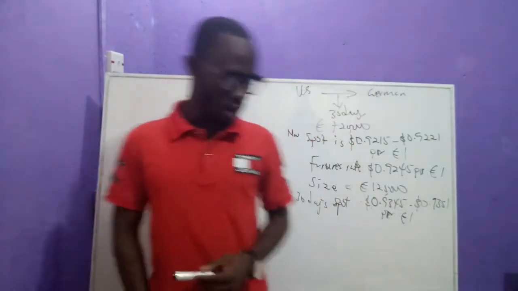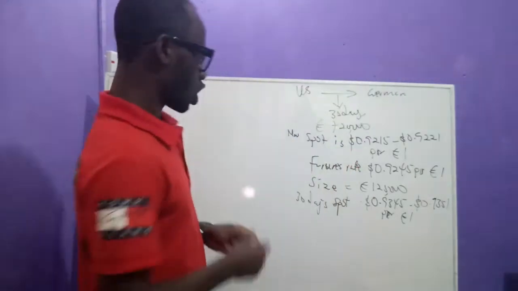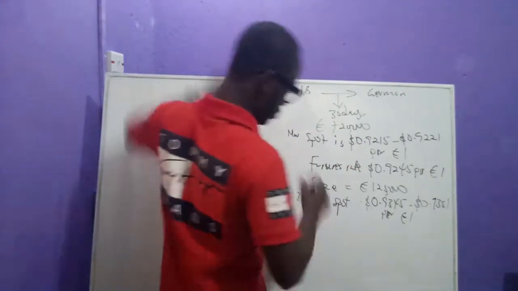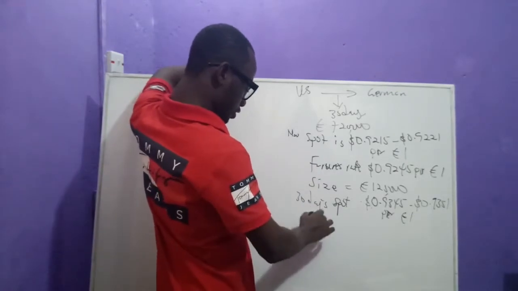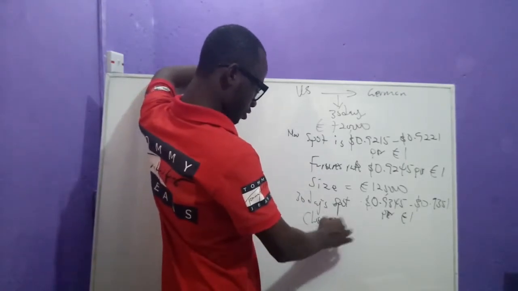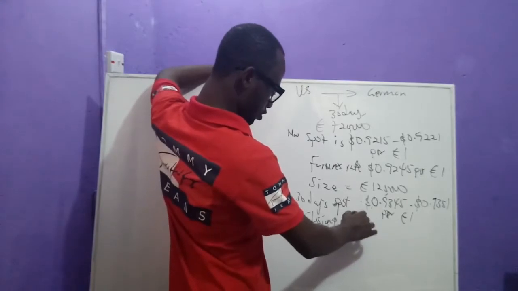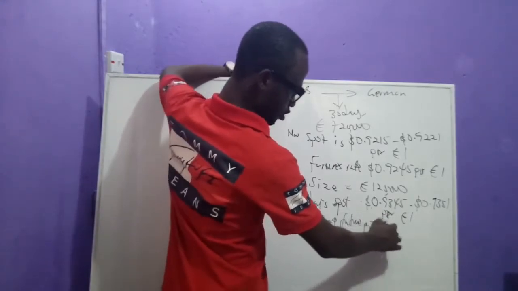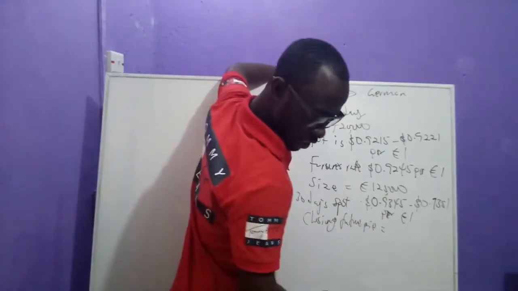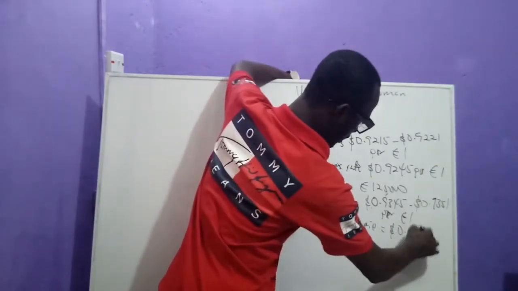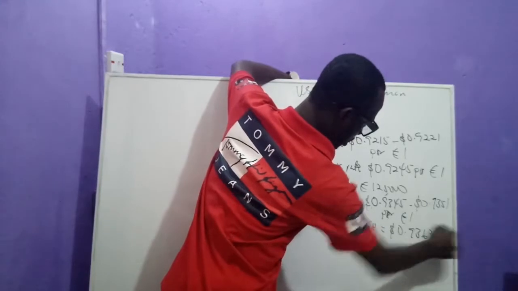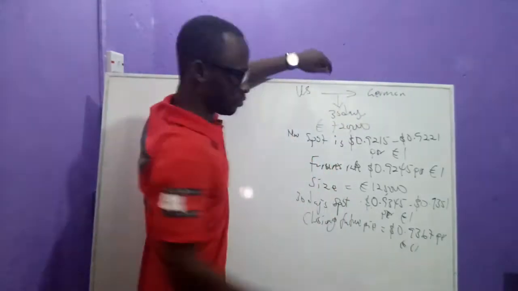So the closing futures price, we've been given that as 0.9367 per euro.